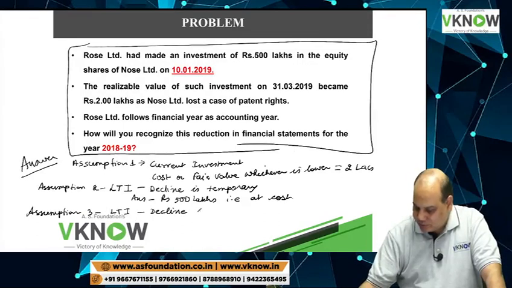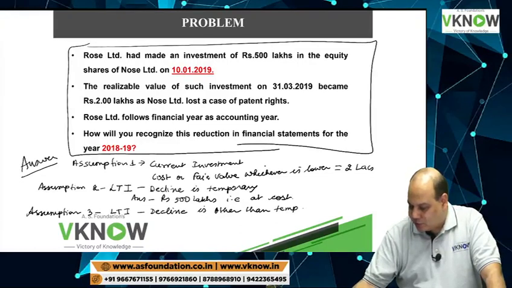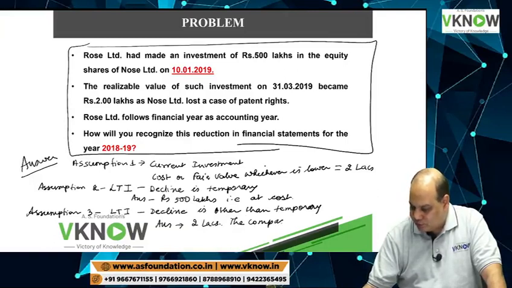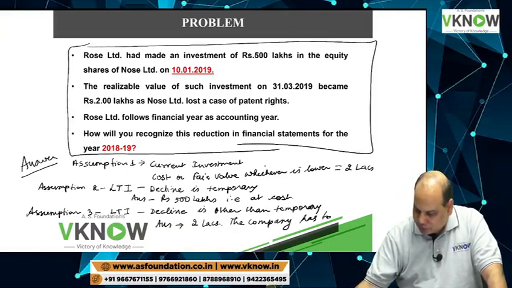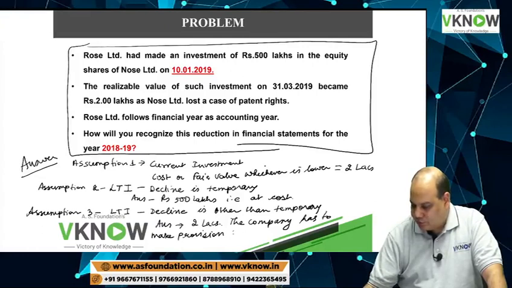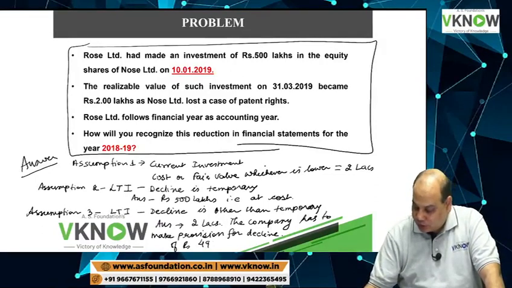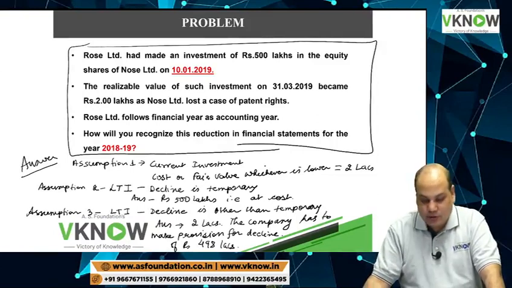Long term investment, decline is other than temporary, or you can say permanent. Decline is permanent. Answer will be 2 lakh. The company has to make provision for decline. The company has to make provision for decline of rupees 498 lakhs.